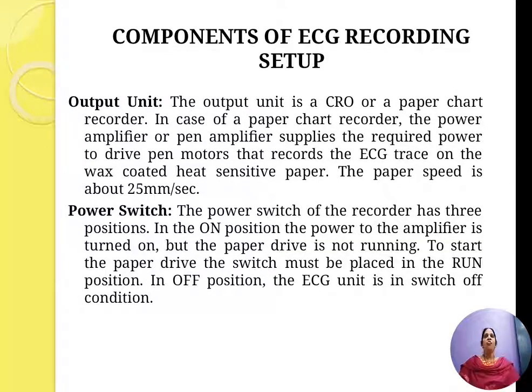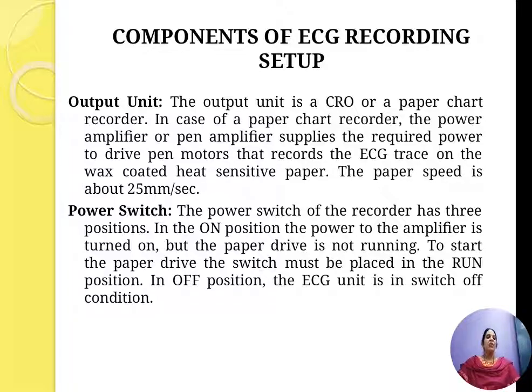Then we have the output unit. The output unit is a CRO or a paper chart recorder. As you know, the output device is a display device. It can be either a CRO, cathode ray oscilloscope, or a paper chart recorder. In case of a paper chart recorder, the power amplifier or the pen amplifier supplies the required power.